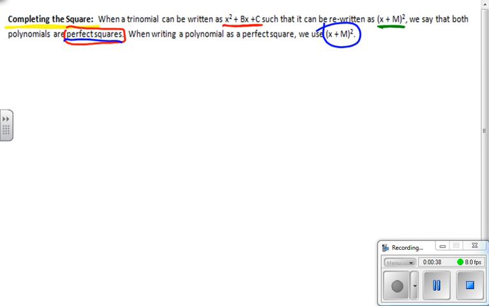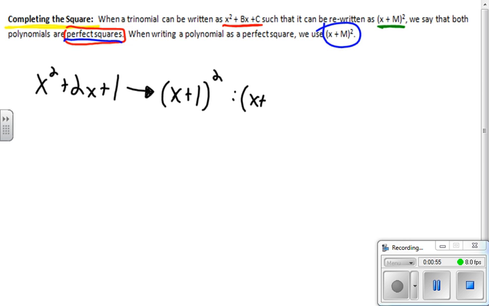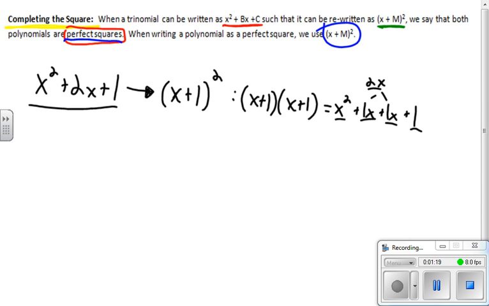So again, quick examples here. If we have x squared plus 2x plus 1, we can rewrite that expression as (x plus 1) squared. And if you don't believe me, if we were to FOIL this out, our (x plus 1) and (x plus 1), x and x would be x squared. x and 1 is plus 1x. 1 and x is 1x, and 1 times 1 is 1. Combining these like terms, this becomes 2x. So we have x squared plus 2x plus 1, which is our original over here.